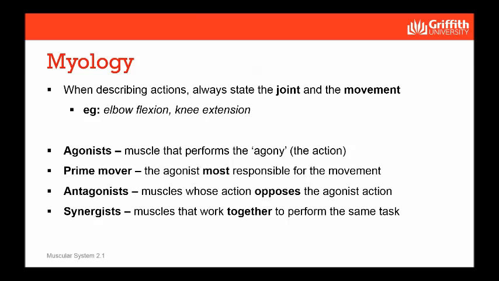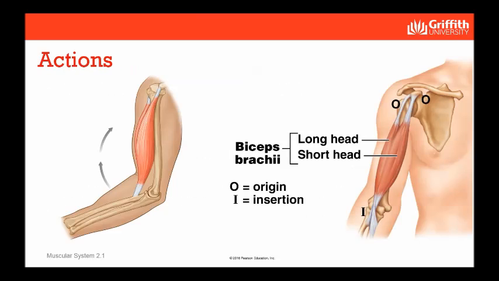Synergists are muscles that work together to perform the same task and are generally located in the same compartment. Fixators are synergists that contract together to stabilize a joint. Let's look at an example. Here we can see the biceps brachii muscle, so named for its two heads or 2 points of origin, the biceps, and its location as it runs along the upper arm, otherwise known as the brachium.